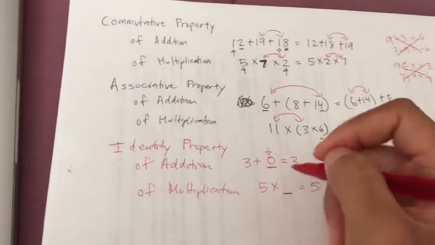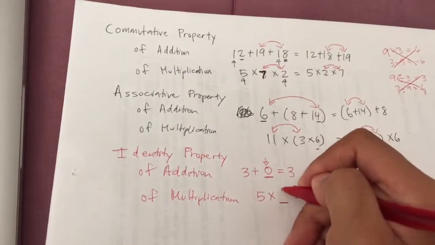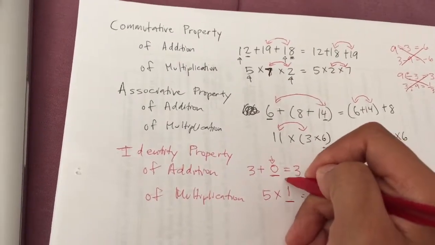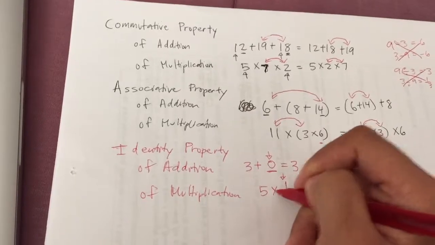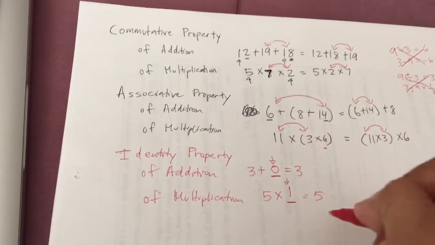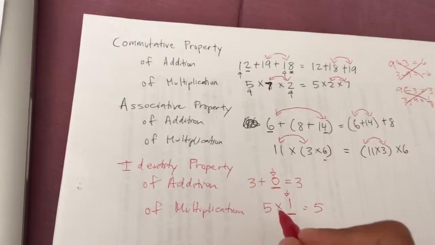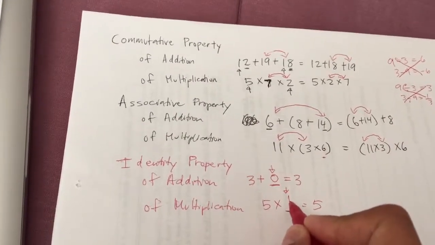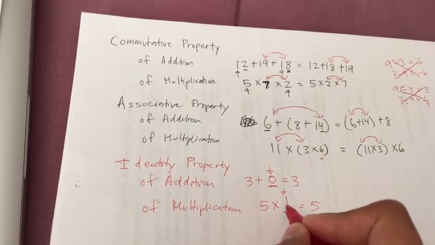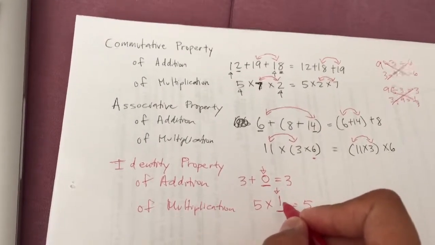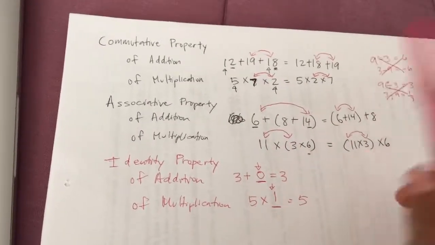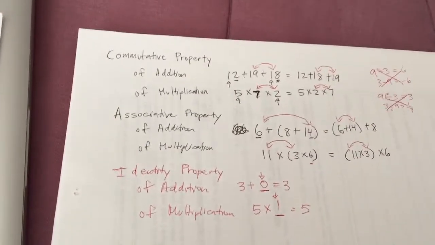Well, if it's not 0, let's try 1. 5 times 1 is 5. When you multiply a number by 1, the number stays the same in value. It's still the same name. This one's going to be very important when we start doing fractions, and then you'll see why, because there's other ways to say 1. But I don't want to get too ahead of myself, but that is a little exciting to know.